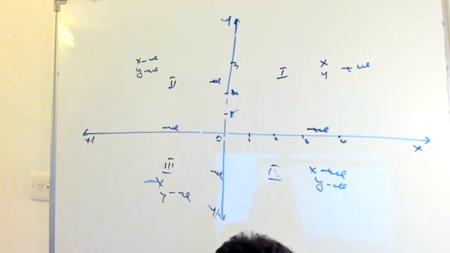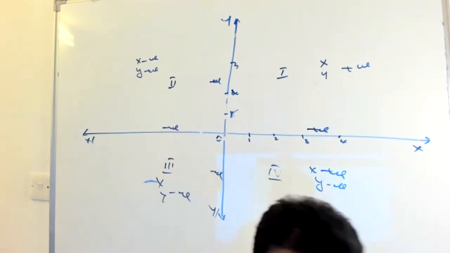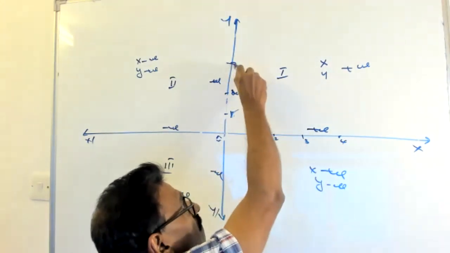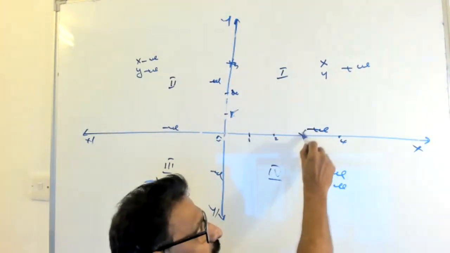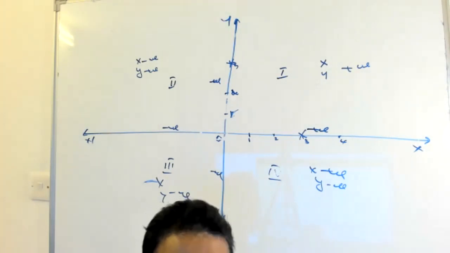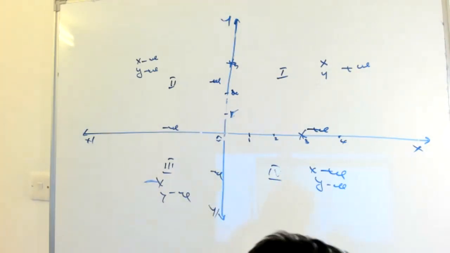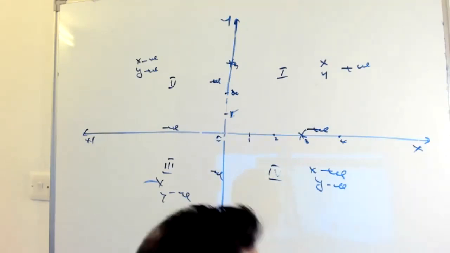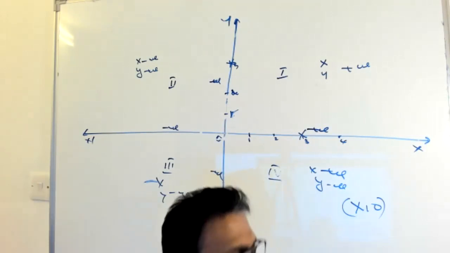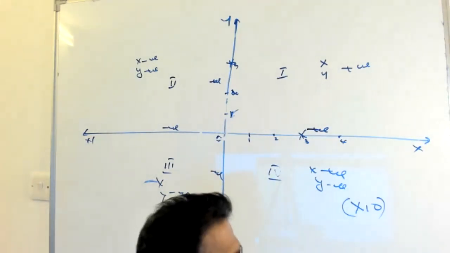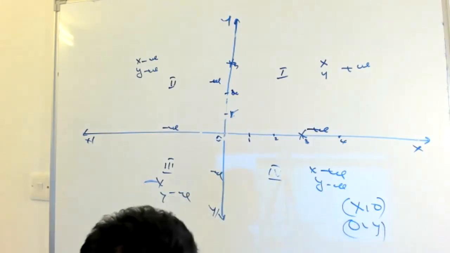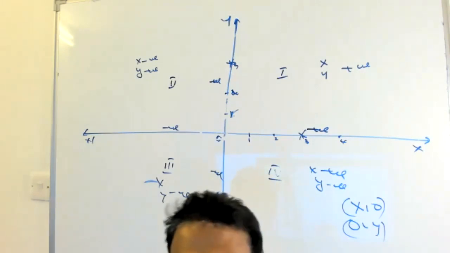So that 0, 3 and 3, 0, like it is on the x-axis and y-axis. Wait. 0, 3 here. 3, 0 here. Listen: any point on the x-axis has y coordinate 0. Like 10, 0, -10, 0, -100, 0, 100, 0, 50, 0. That means the general form of a point on the x-axis is (x, 0). The general point on the y-axis is (0, y). Clear or not?